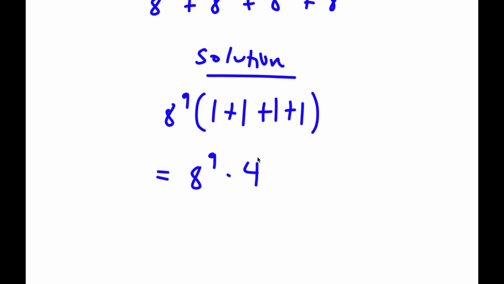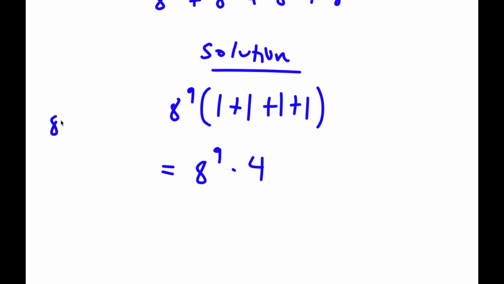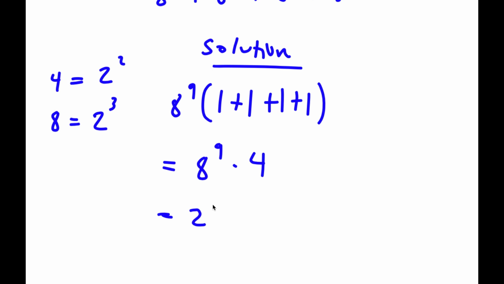And if you guys didn't already know, 8 is the same thing as 2 to the power of 3. And 4 is half of 8, so this is going to be 2 to the power of 2. So if I replace these values with 4 and 8, I get 2 to the power of 3 to the power of 9 times 2 to the power of 2.